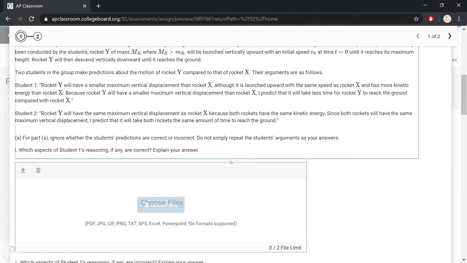Okay, that's interesting. Which aspects of the student's one reason? Yes, I like these questions. This was actually on last year's AP1 final. These types of questions, where you have people giving their claims and reasoning, but the questions aren't necessarily about who's right and who's wrong.